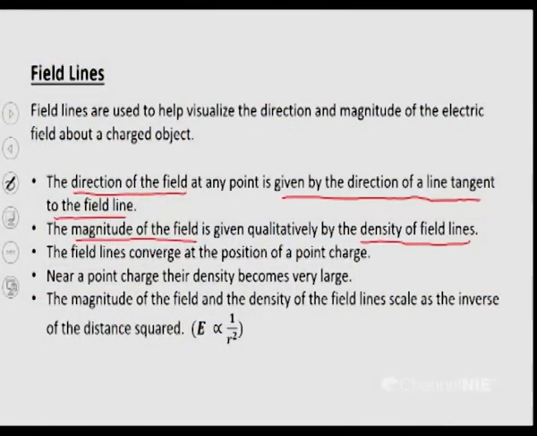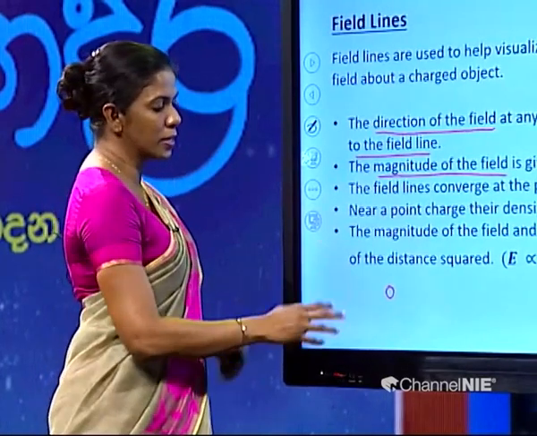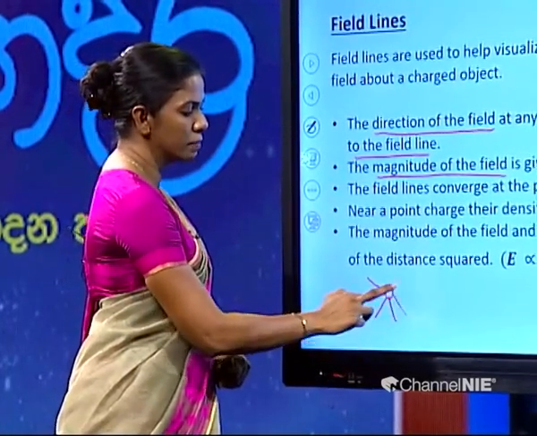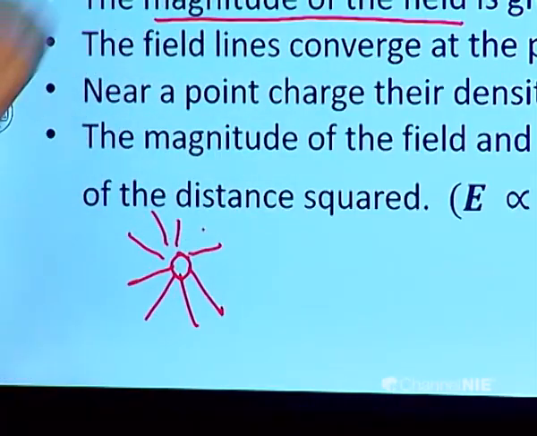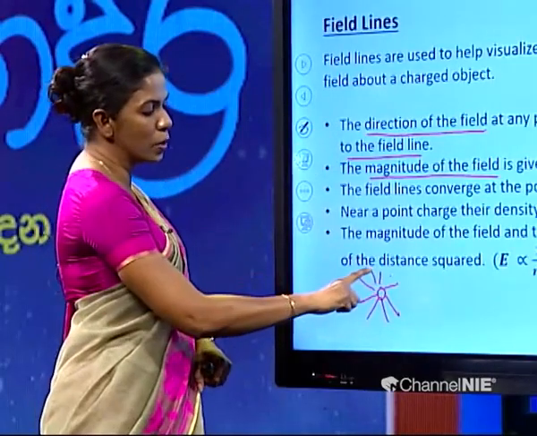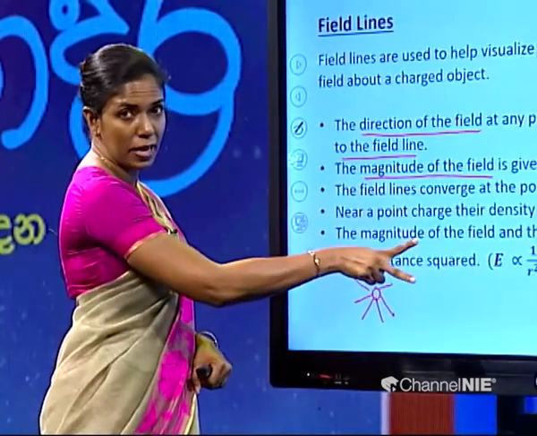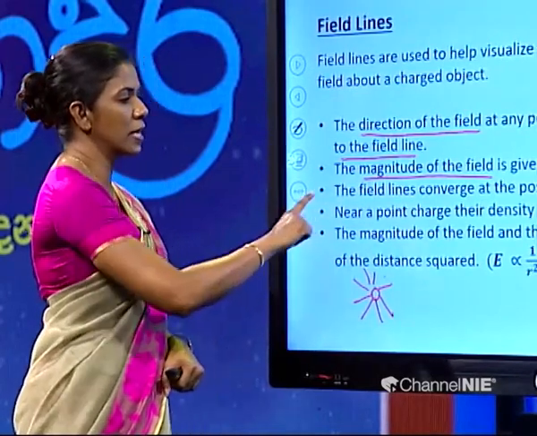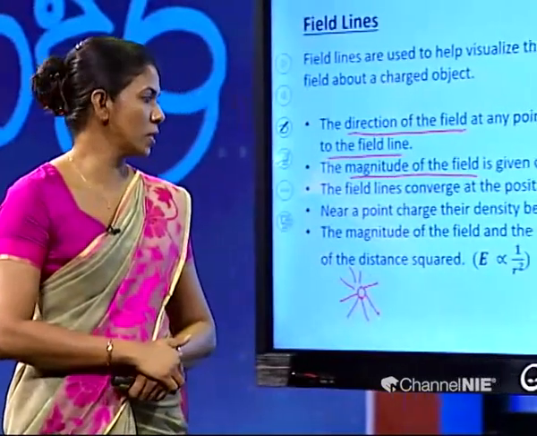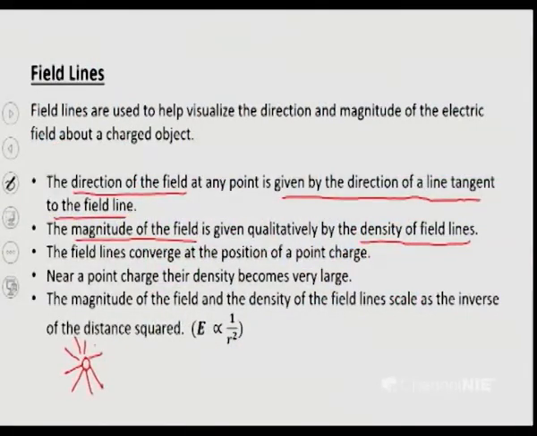Then again, the field lines converge to a point charge. If you consider a point charge, for example, let me draw here, the field lines that we are going to draw next will converge around the point charge. If they converge around the point charge like this, we understand that the density of field lines will increase near the point charge and will diminish far from the point charge, because the lines are deviating from each other. That is the next couple of points. The field lines converge at the position of a point charge. Therefore, near a point charge, the density becomes very large. So, as it gets close to the point charge, the density becomes very large.